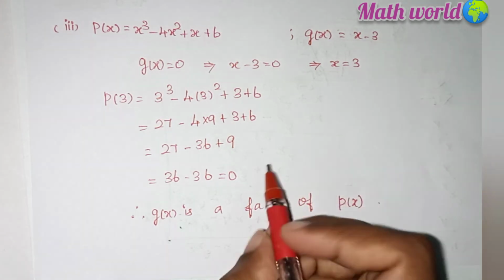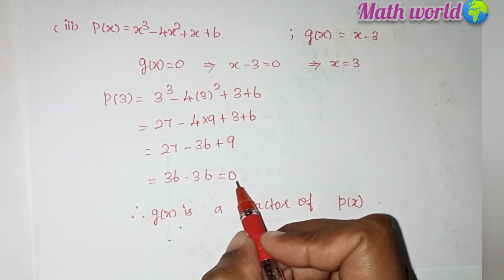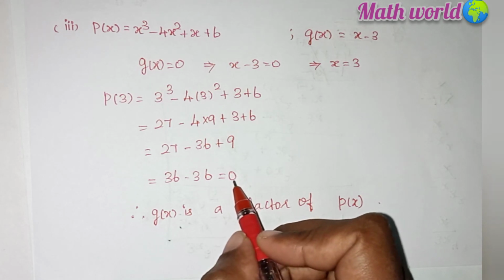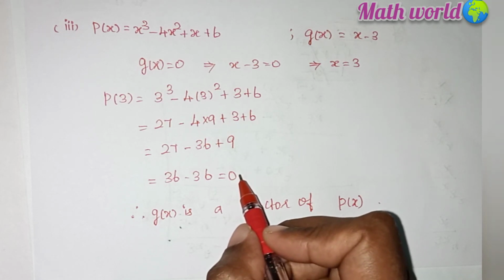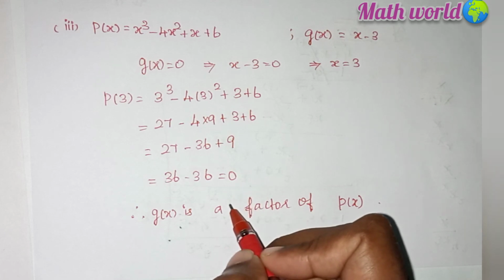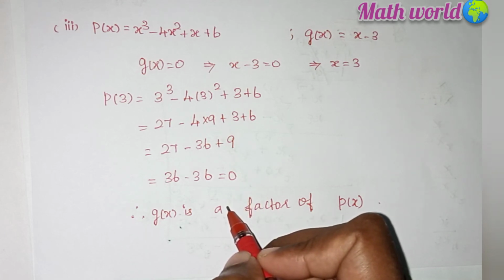Okay, so whenever I get that value as 0, I can tell it is a factor. If I do not get 0, if it is not equal to 0, you can tell it is not a factor of the given p of x.